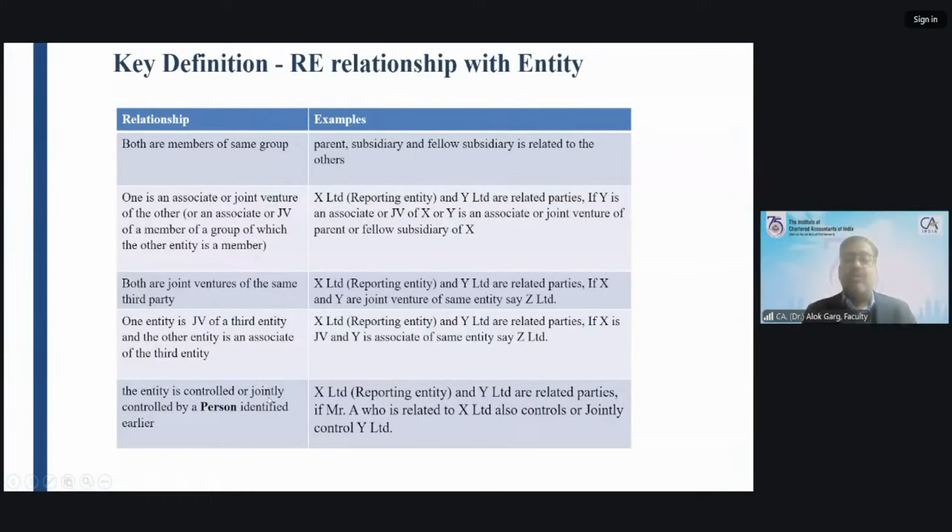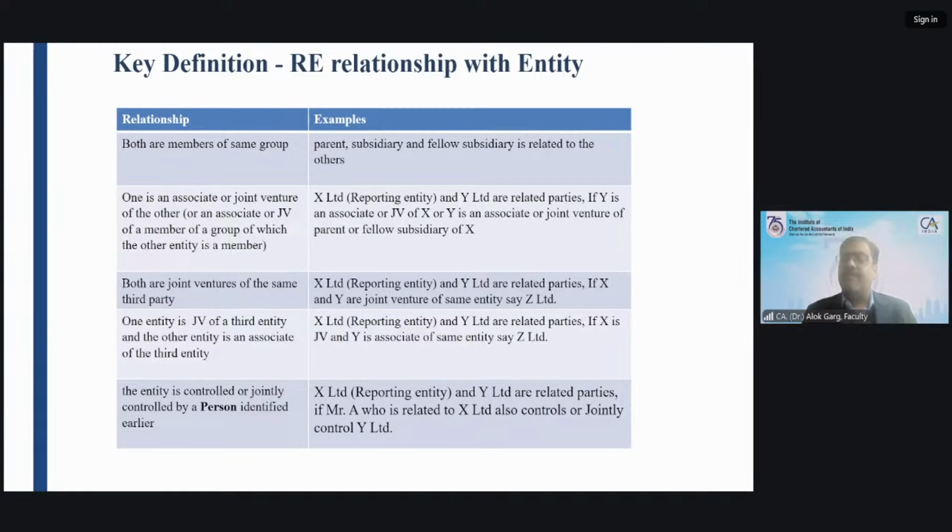The entity is controlled or jointly controlled by a person identified earlier. Person means, you remember, human being, individual, legal person. X Limited is a reporting entity and Y Limited is an entity. So X Limited and Y Limited are related parties if Mr. A, who is related to X Limited, also controls or jointly controls Y Limited.